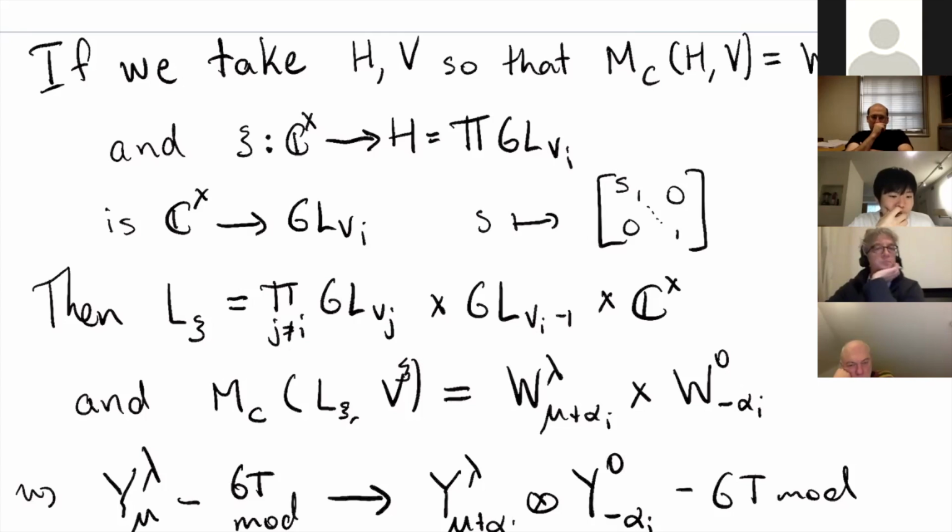So the Coulomb branch associated to this new theory is just the product of this guy with this W_0 minus alpha_i, which, remember from before, is an uninteresting factor. It's just the cotangent bundle of C star. It comes from just this C star alone here. The Coulomb branch of C star with the trivial representation is the cotangent bundle of C star.